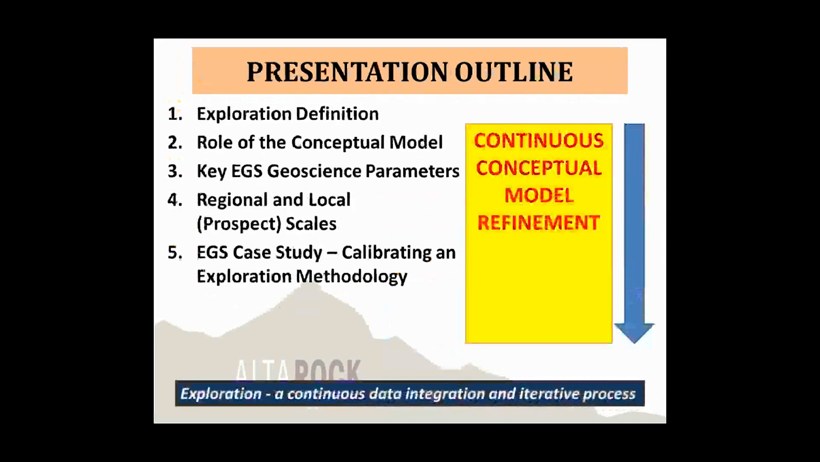Okay, my presentation is going to cover exploration. What is that? So I provide a definition. I also talk about the role of the conceptual model, which from my point of view is one of the most important things we have to do as a geoscientist. And I'll talk about the graphic on the right-hand side in a moment. We'll talk about key AZGS geoscience parameters at regional and local or prospect scales, and then I'll talk a little bit about a project that we're currently undertaking with the DOE, which is seeing if we could calibrate an AZGS exploration methodology. The graphic on the right-hand side shows the continuous conceptual model refinement.